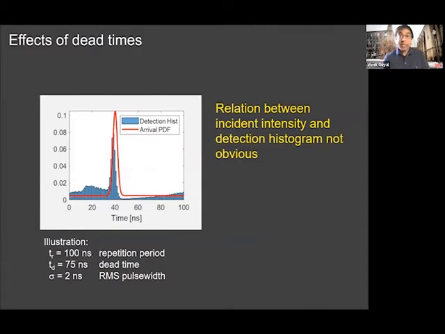Even when I ignore the electronics dead time and consider only detector dead time, the effect is really far from obvious. So what's illustrated here by the red curve is the incident light in a simulation described by a Gaussian pulse centered at 40 nanoseconds plus some moderate background. Think of that as representing a direct time of flight LiDAR experiment with a Gaussian illumination pulse and an object at a time travel of 40 nanoseconds.